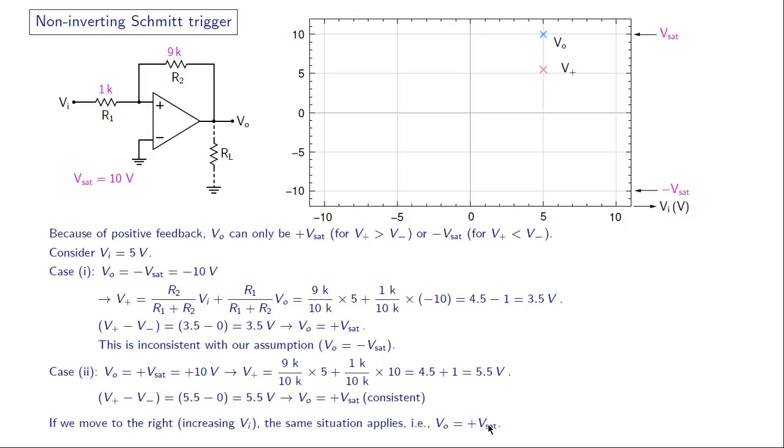Now if we move to the right, that is in the direction of increasing Vi, what do we expect to happen? It turns out that VO remains equal to plus Vsat. Of course V plus is not constant anymore, because V plus varies as Vi varies. So the relationship between V plus and Vi is a straight line, and the slope is positive, and that is what we get. And now what we want to do is, as we decrease Vi, we want to see what happens.